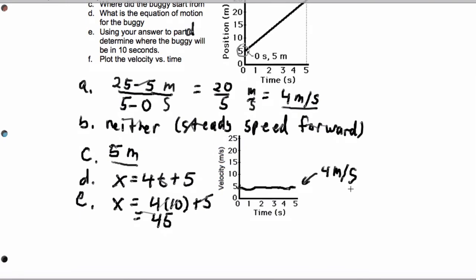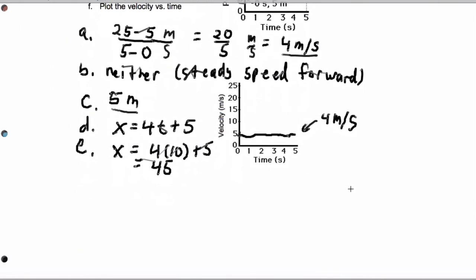All right, so that's page 1 of the practice test. We'll look at page 2 in the next video.